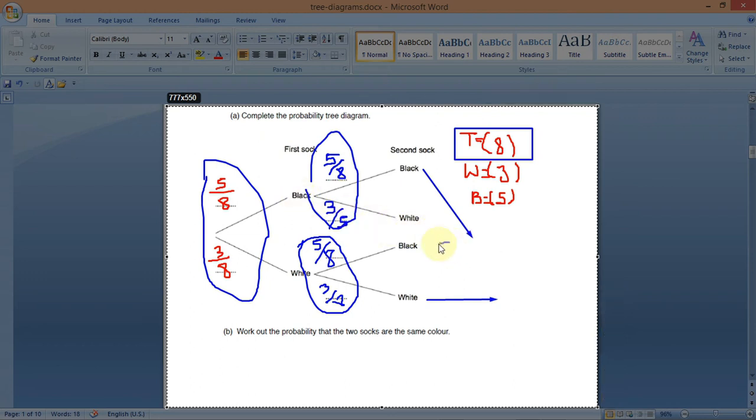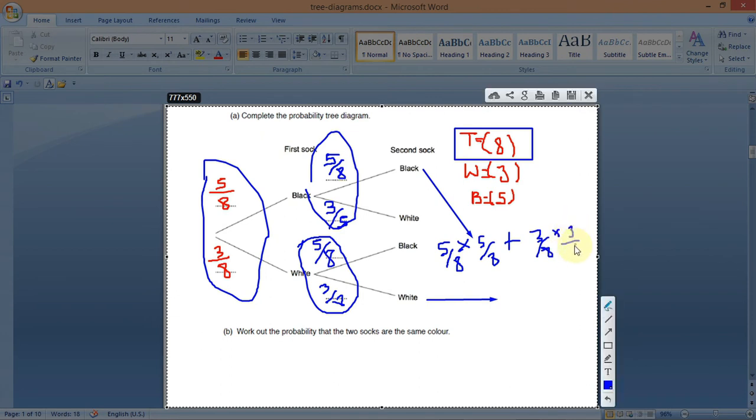So probability black, black will be 5 over 8 times 5 over 8, or it could be white, white. So plus probability white, white, that is 3/8 times 3/8. So at the end here we're going to have 25/64 plus 3 times 3 is 9/64.